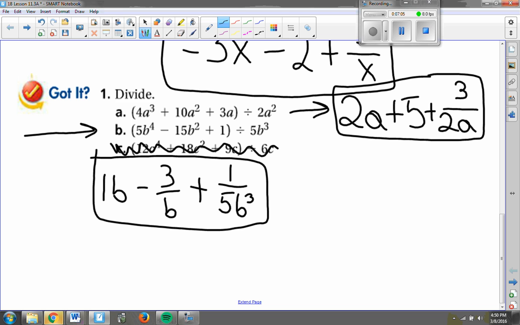If you have questions about dividing by a monomial, basically distributing that division to each piece of the polynomial, please make a note to ask me in class tomorrow.